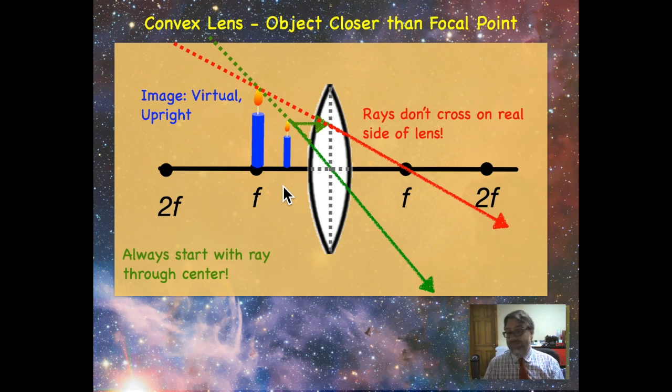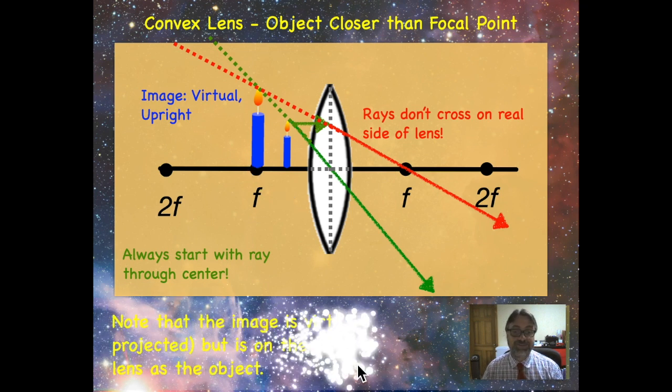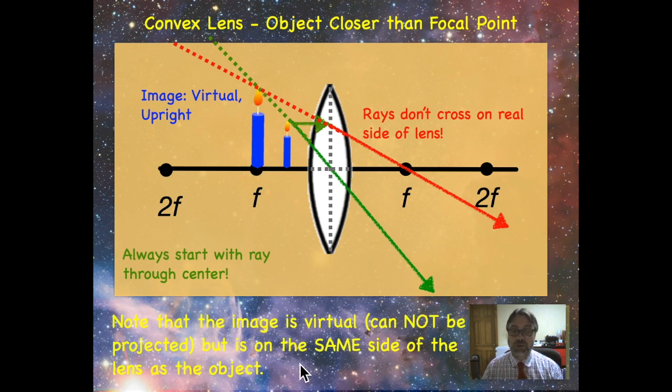So there you go. That's how we can do the ray diagrams for a convex lens very simply. This image is virtual. You cannot project it, but it's on the same side as the object, which is different than for mirrors. Okay.